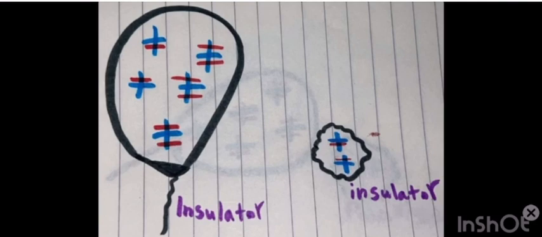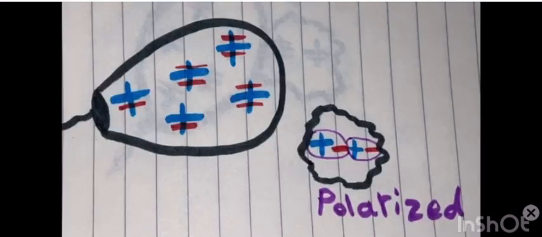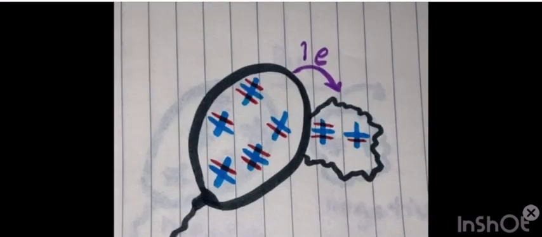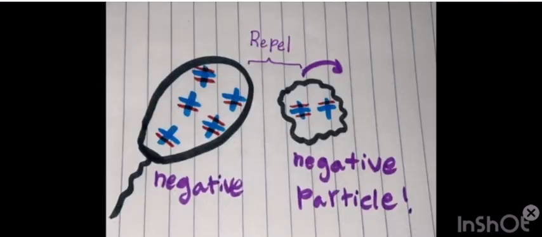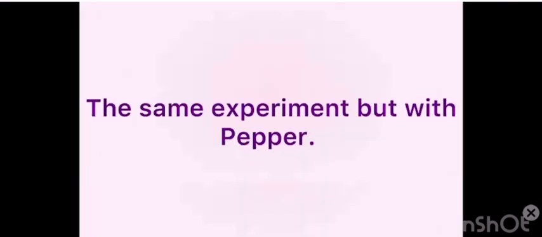We have a balloon which is charged and is an insulator, and a salt particle which is also an insulator and is neutral. And when we bring our charged balloon close to our neutral insulator, which is the salt particle, we can see that it causes polarization, so they attract each other. And when they attract each other, one electron moves from the balloon to the salt particle. And so now they're both negative, so they repel each other because they have the same sign.